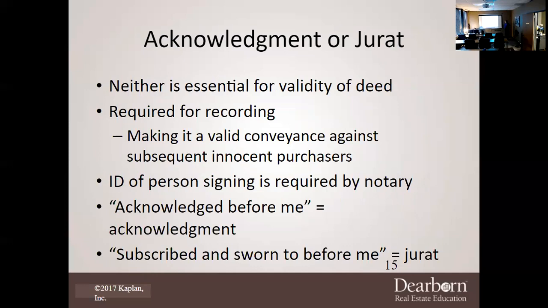Okay? And the signing has to be done by a notary public. So the acknowledgement is going to say acknowledged before me, or if it's a jurat, it's going to say subscribed and sworn before me.